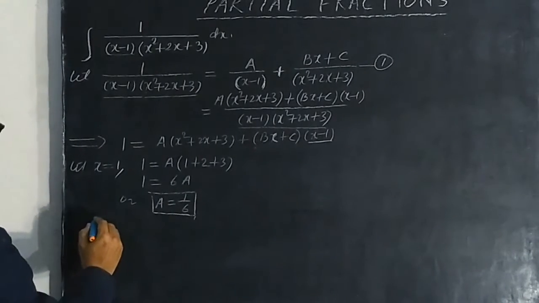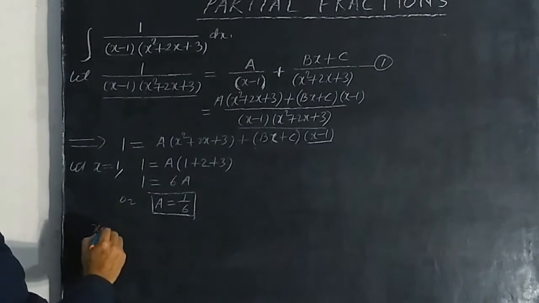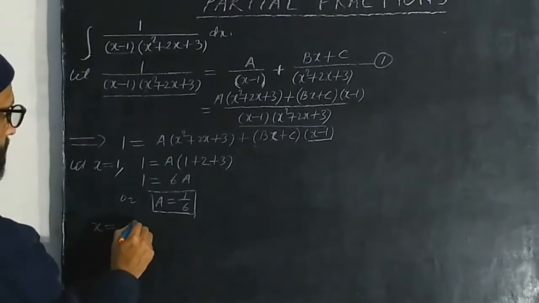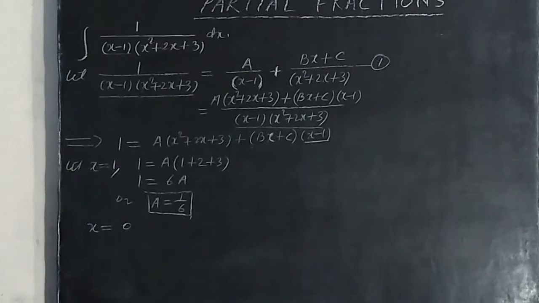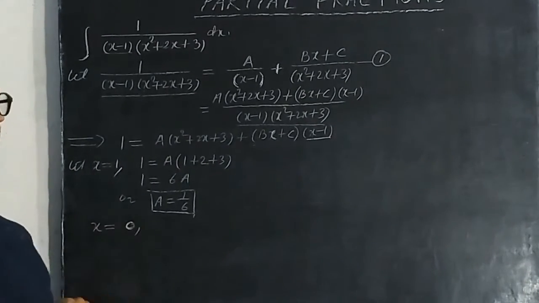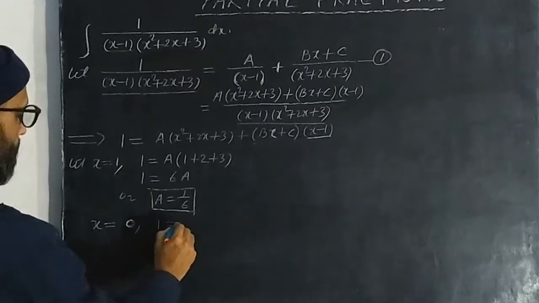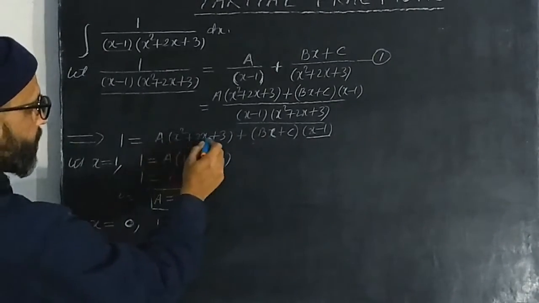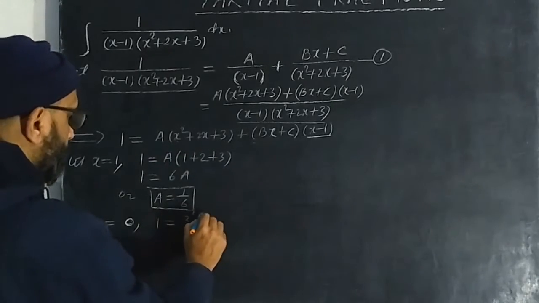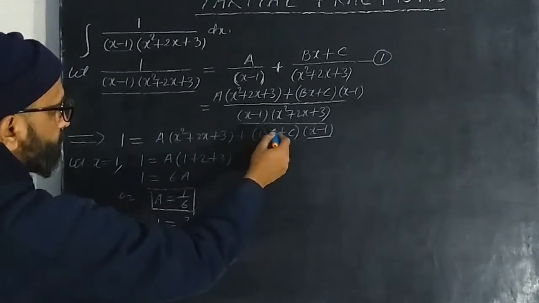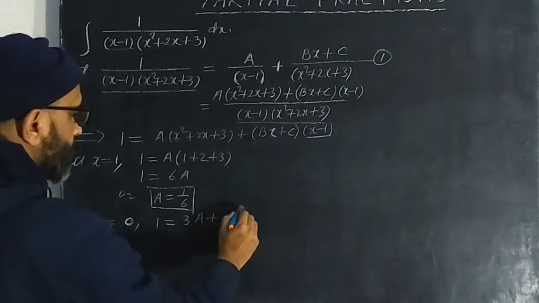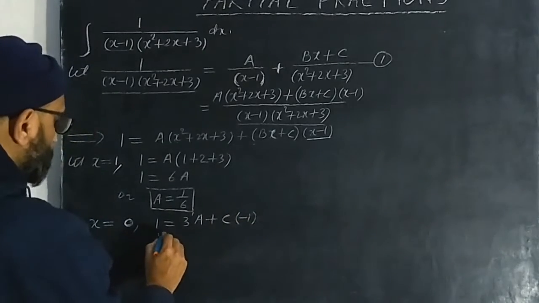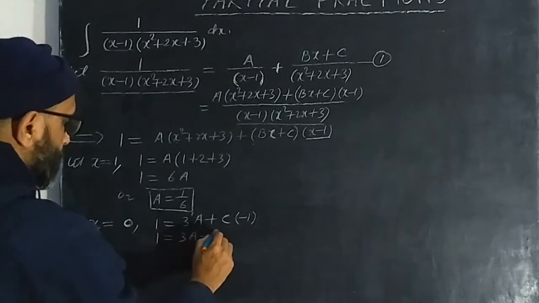Then we substitute x is equal to 0. Then we get 1 on the left hand side as it is, and here if we substitute x is equal to 0, we get 0 plus 0 plus 3. So simply 3a plus, here b into 0 is 0, plus c, only c is left, and here 0 minus 1 is minus 1. So we get 1 is equal to 3a minus c.